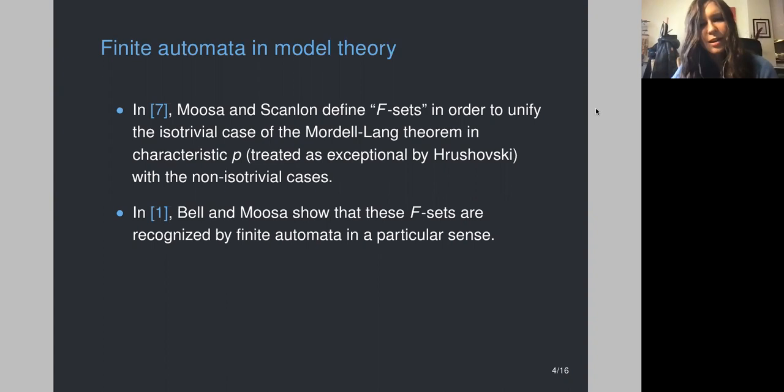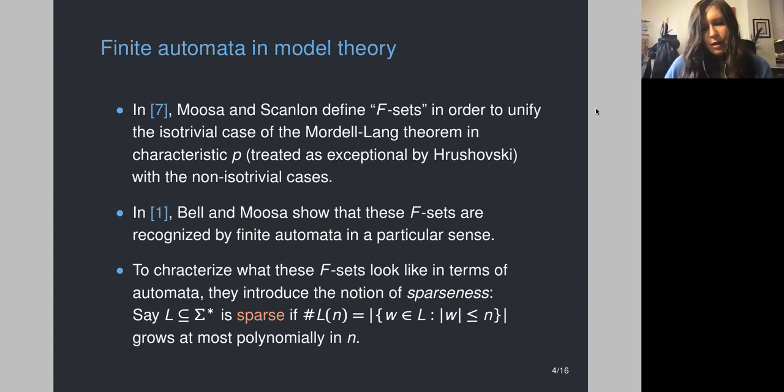Right, so what do Jason and Rahim do? To characterize what these F-sets look like in terms of automata, they introduce a notion of sparseness for automata specifically. I won't get into this quite yet, but sparseness is the right word in the sense that it coincides in a certain sense with sparseness as defined by Friedman and Miller.